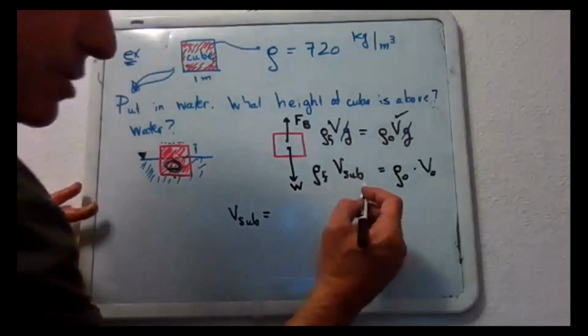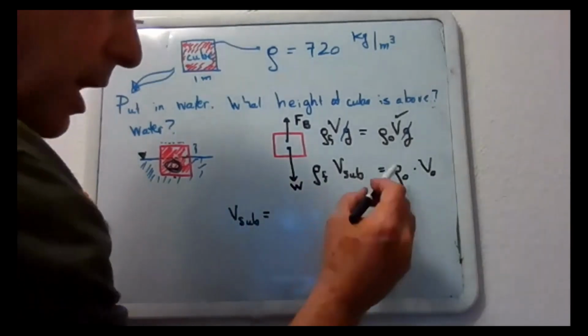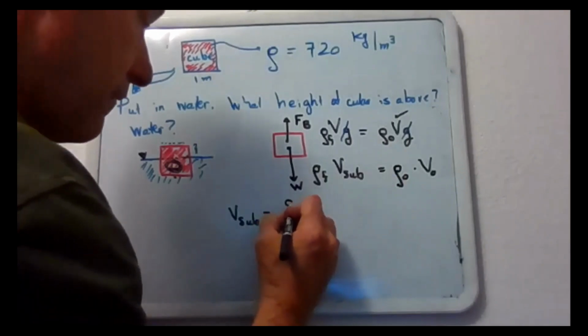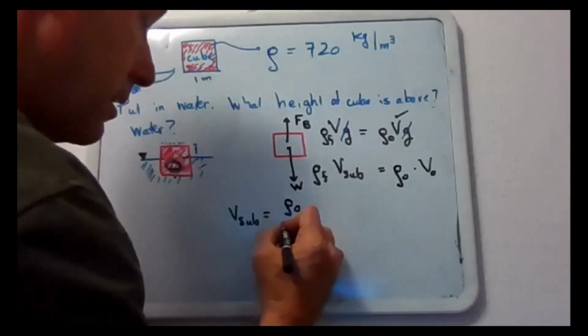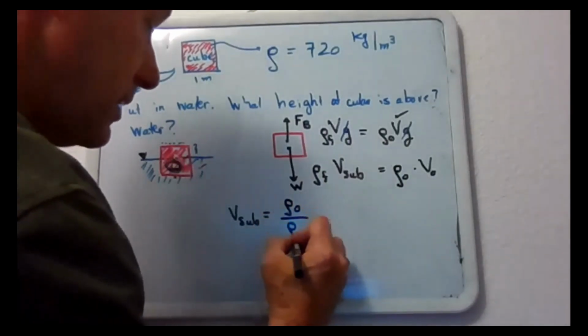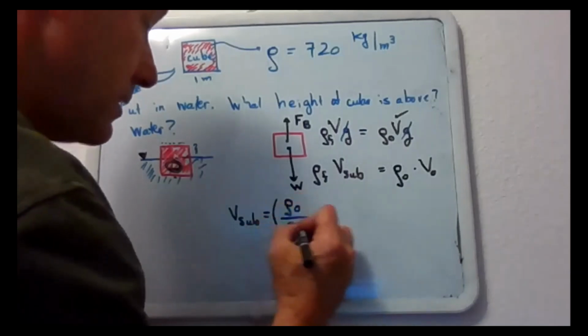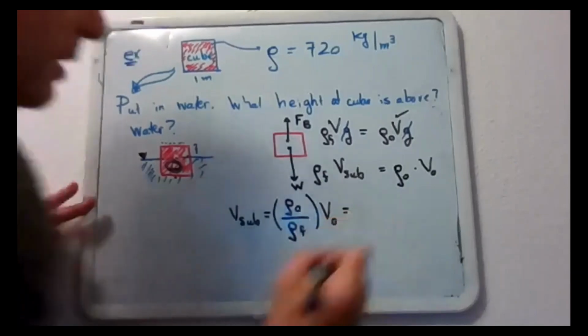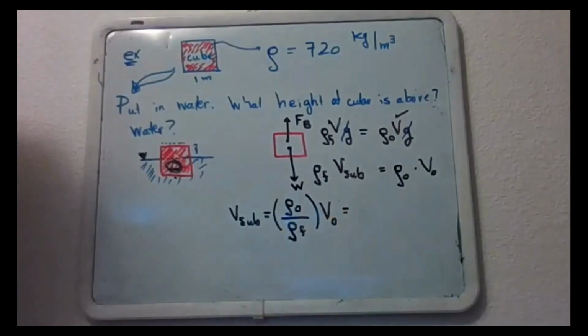If I do the algebra and solve for the volume that's submerged, I'm going to move this density of the fluid over here, and I could actually write it in a way that makes the computation easy by doing the ratio of the densities times the volume of the object. All right, so I'd like you to pull out your calculator and plug and chug and see if you can work that out.